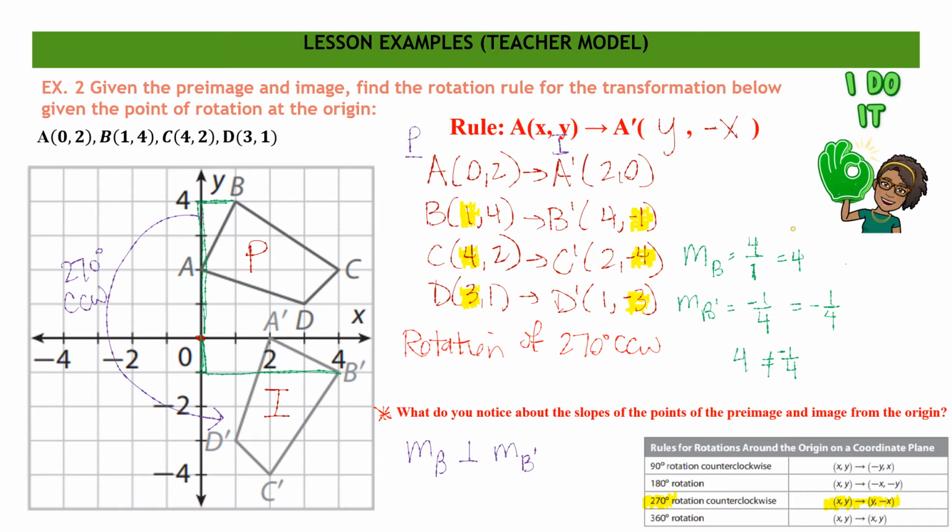So what does that actually mean? Well, if I think about perpendicular lines, remember perpendicular lines make 90-degree angles. But you're saying, well, this is 270. How do I get 90 degrees from 270? Well, let's think about this.